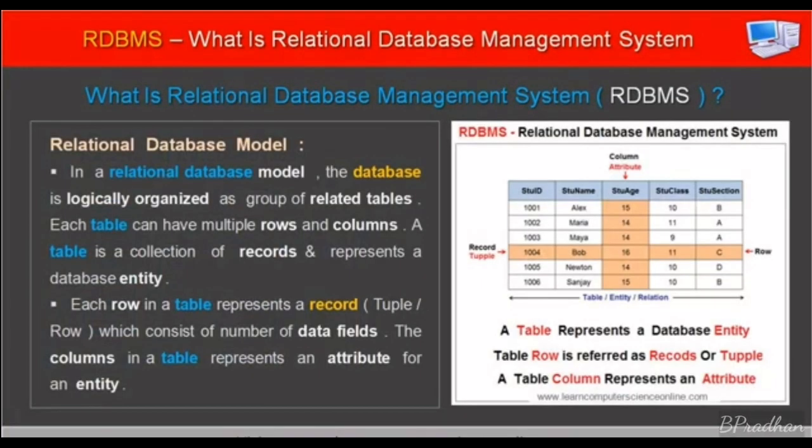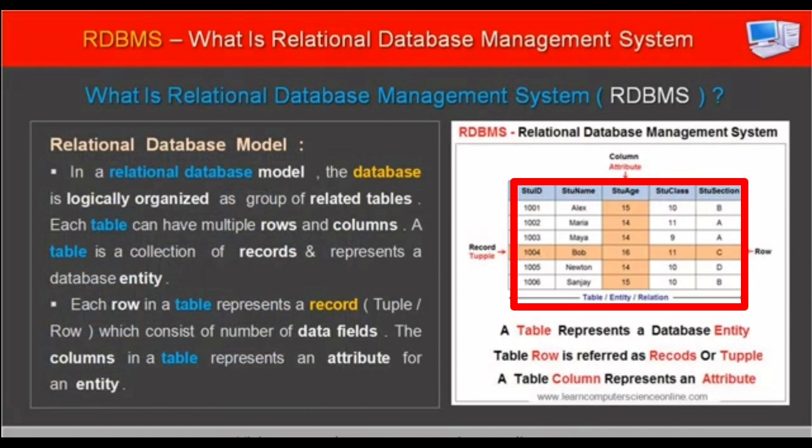Now let's see what a relational database management system looks like. You can see a tabular representation where some data are stored. From here we can know that in a relational database model, the database is logically organized as a group of related tables. Each table can have multiple rows and columns. A table is a collection of records and represents a database entity.